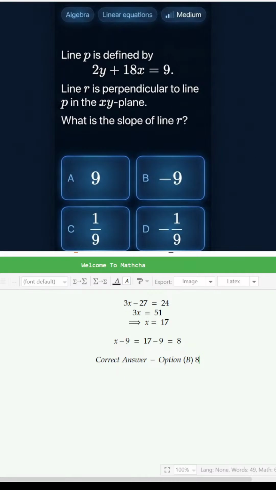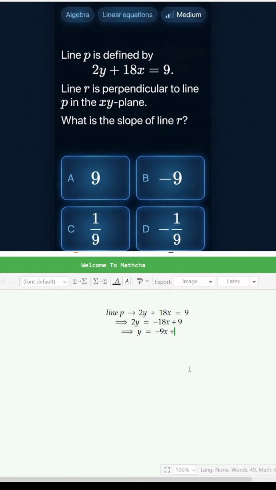Okay, so let us write the given equation for line P. So line P's equation is 2y plus 18x is equal to 9. So let us simplify this into the slope intercept form, y is equal to mx plus c. So that will be 2y is equal to minus 18x plus 9, and y is equal to minus 9x plus 4.5. So this is in the form of y is equal to mx plus c.